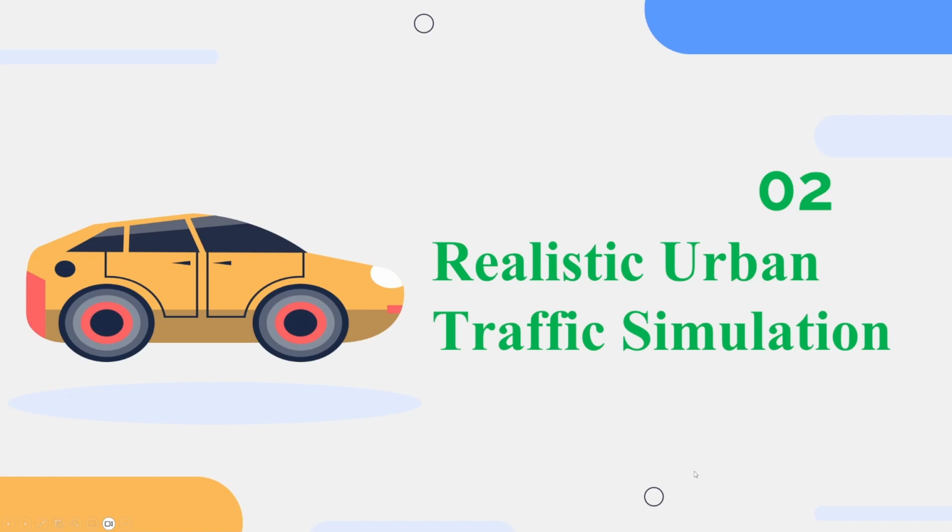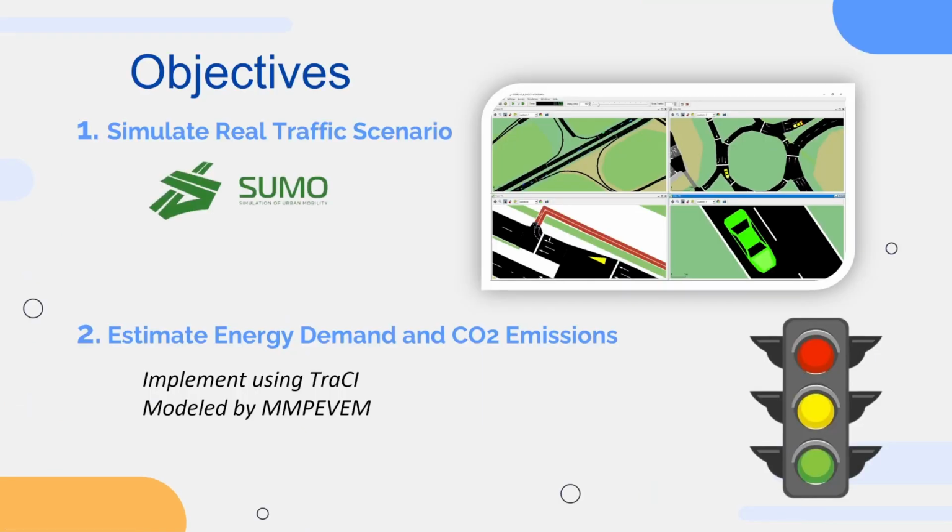Okay. Section 2 introduces the models for realistic urban traffic simulation. There will be two objectives. The first one is to simulate a real traffic scenario, and the second is to estimate energy demand and the carbon dioxide emission.